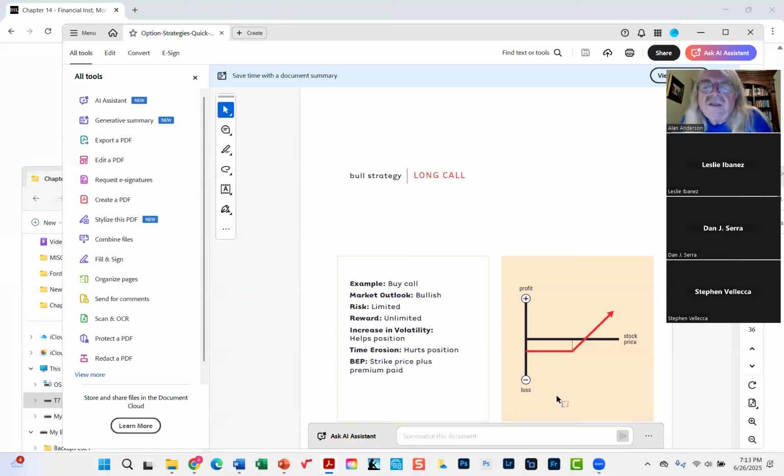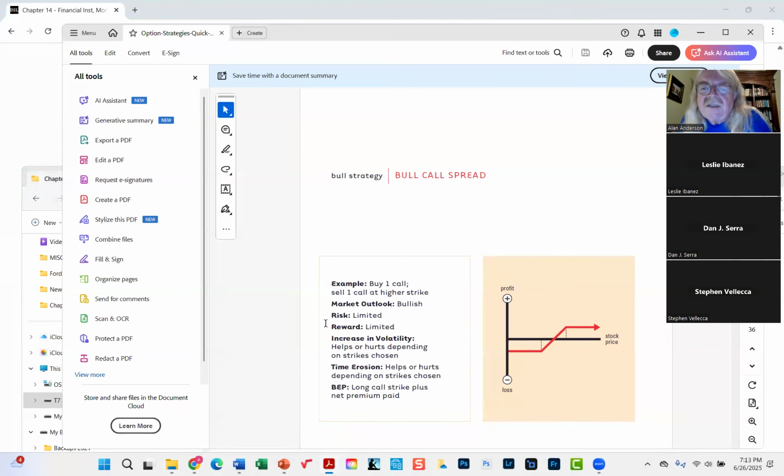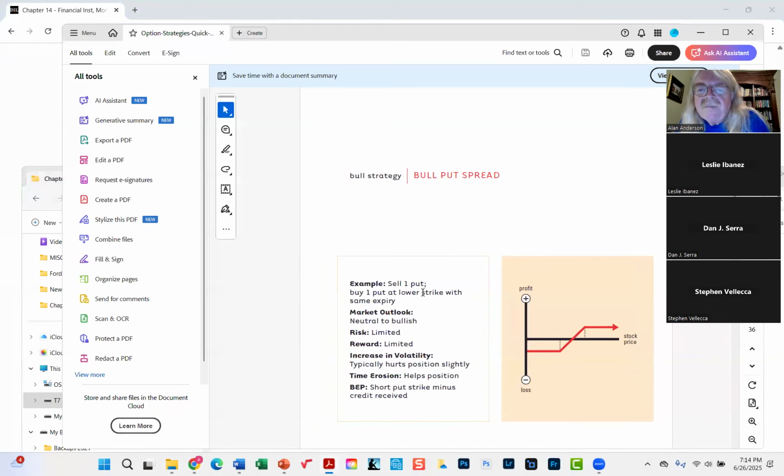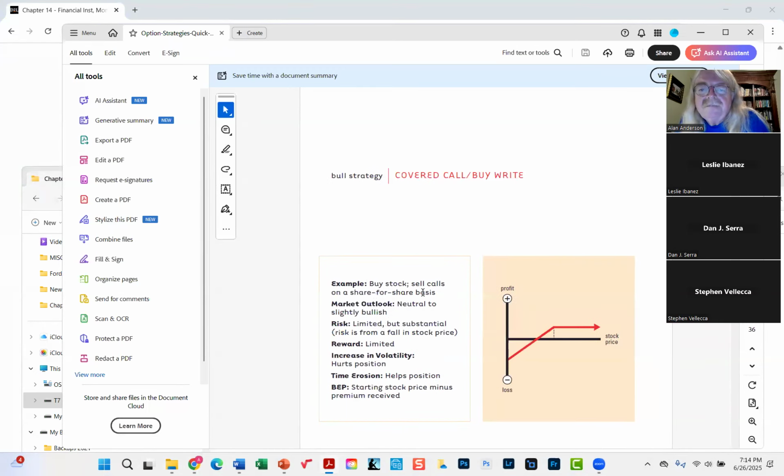And the break-even point is the strike plus whatever you paid for the option. So you can see they're all going to be analyzed like this. Now, this is the bull spread that we set up. It's a bull call spread. We buy the low strike call. We sell the high strike call here. And risk and reward are both limited. And time erosion depends. So this one is, and this is the same thing with puts.